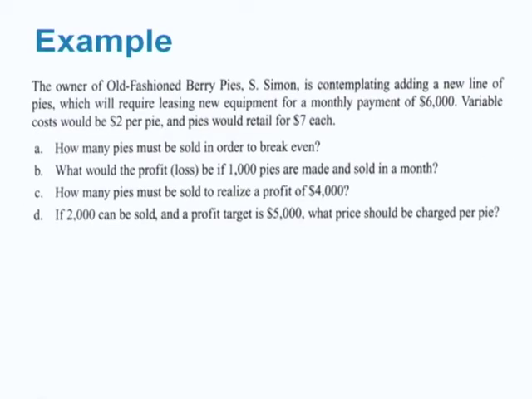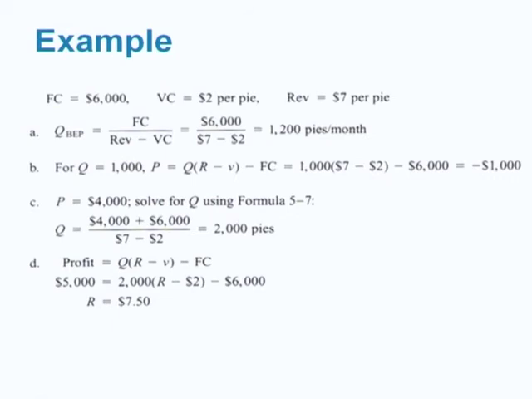And problem C, how many pies must be sold to realize the profit target of $4,000? For problem C, they give the profit target of 4,000 and they want to calculate the volume of pies sold, or the Q, right? From the equation, you can get Q equal to 4,000 plus fixed cost, divided by retail price minus the variable price, which is equal to 2,000 pies. It means if the company wants to get a profit of 4,000, they must make and sell 2,000 pies.